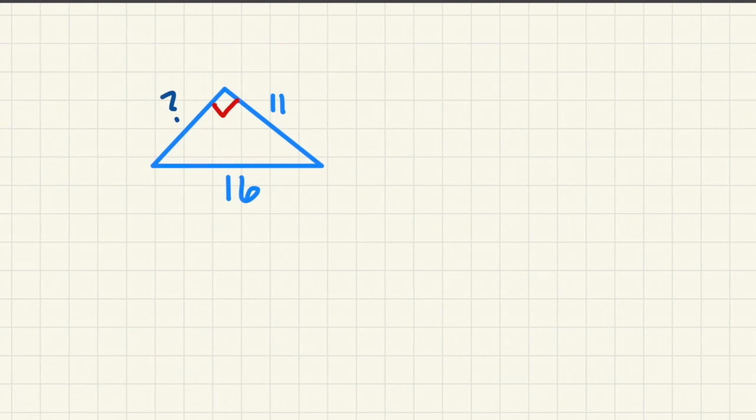Now right here, we see that the side opposite our right angle already has a value. So we're not missing our hypotenuse with this, so this makes our problem a little bit more tricky. So I'm going to label my sides. It doesn't matter if I label 11 as a or this question mark as a, as long as I plug in correctly to my formula. So let's see, we're still trying to find the missing side in a right triangle, so we know we can use the Pythagorean theorem.